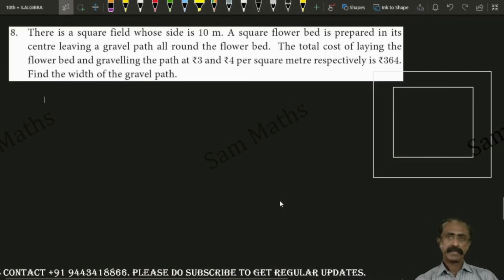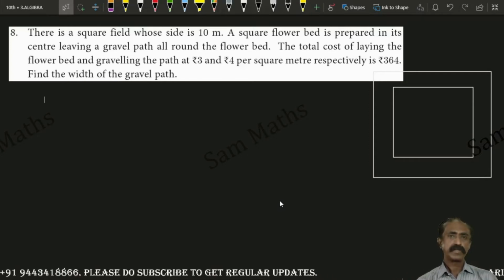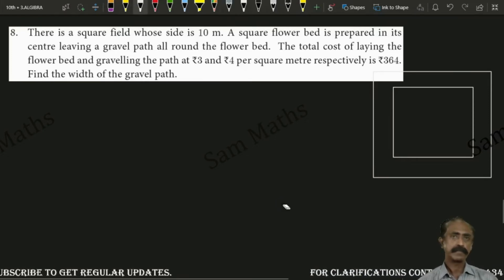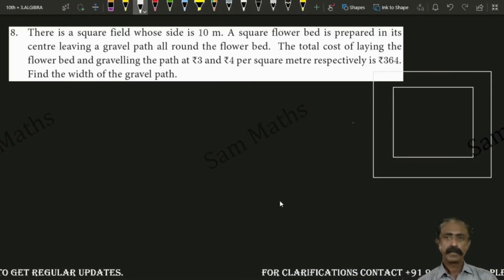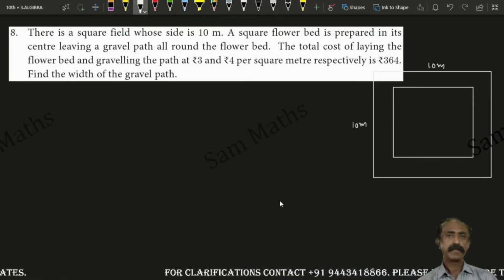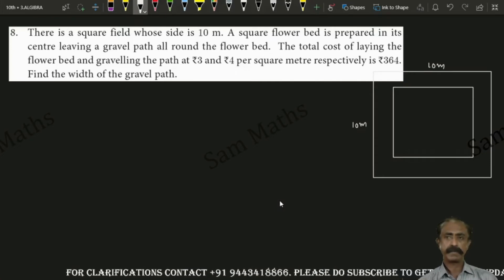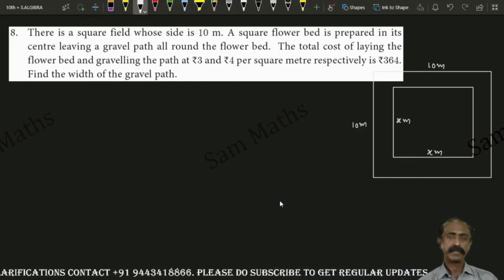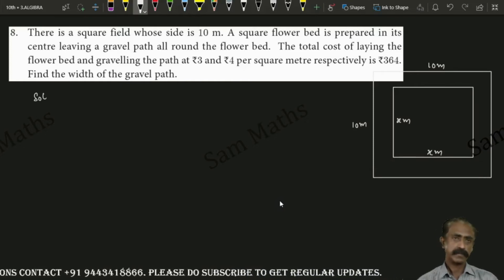Here I consider a diagram. Square field whose side is 10 meters. So I am taking this as 10 meters. Okay, children. Then a square flower bed is prepared. So let it be x meters. Clear, children? Solution.